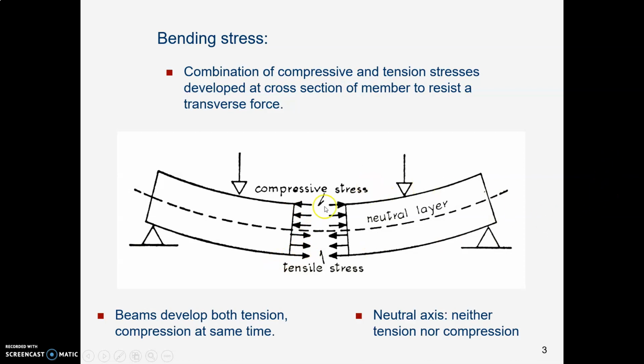Now, it's logical that if at the top of the beam, that beam is getting squished together and it's shorter, and at the bottom of the beam it's getting stretched out and it's longer, there must be some place near the middle of the beam where it's not getting shorter and it's not getting longer. And that place where it's not changing shape is called the neutral axis.